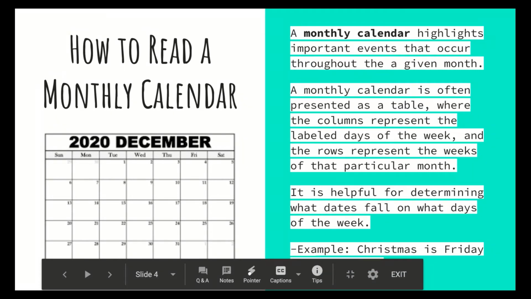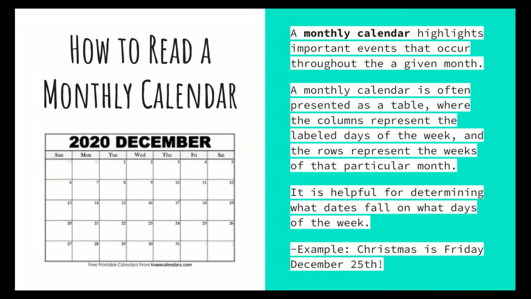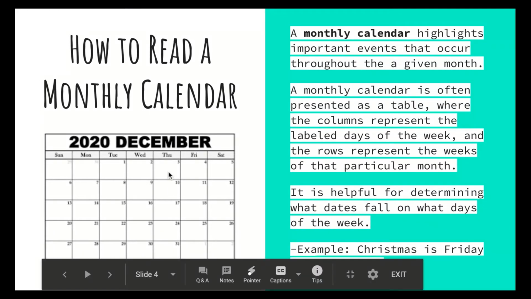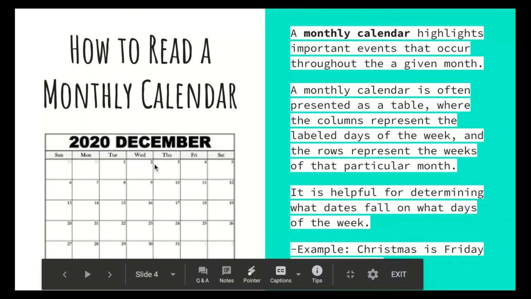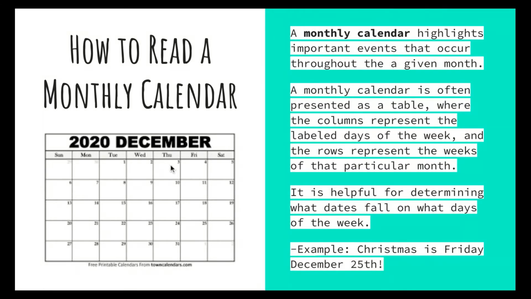Hanukkah started December 10th. And so I would find number 10 and trace it up to see, oh, Hanukkah started on a Thursday, all right? It starts next Thursday, in fact. And so that's how I'd read it. Going up and down is days of the week. Side to side would be weeks of the year, okay? And so these are the different days.